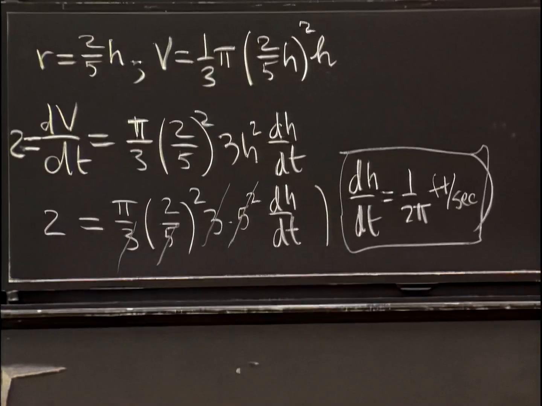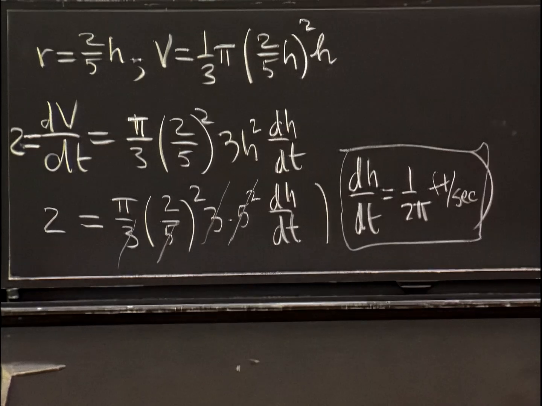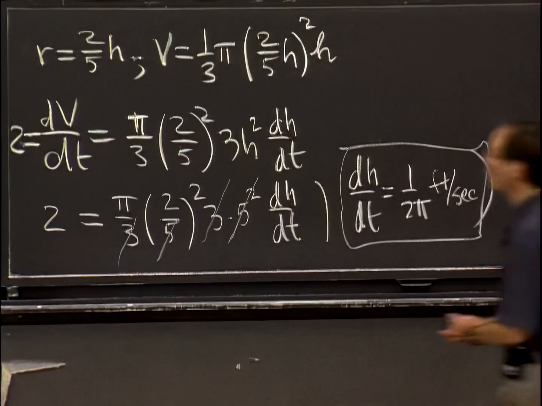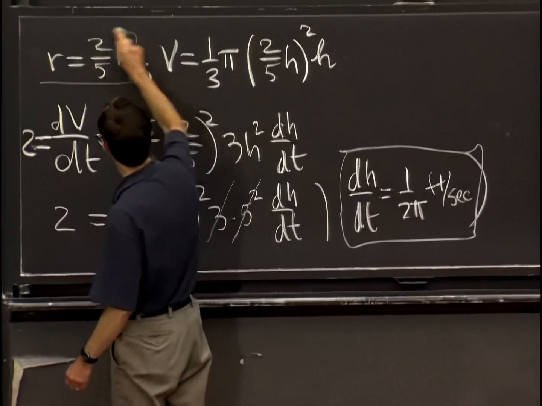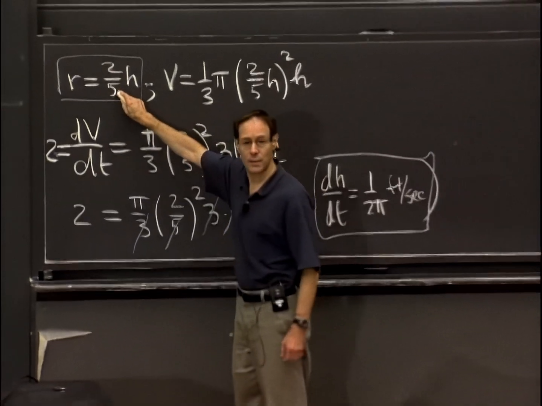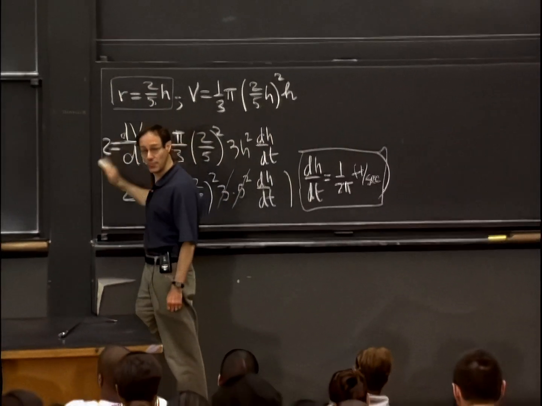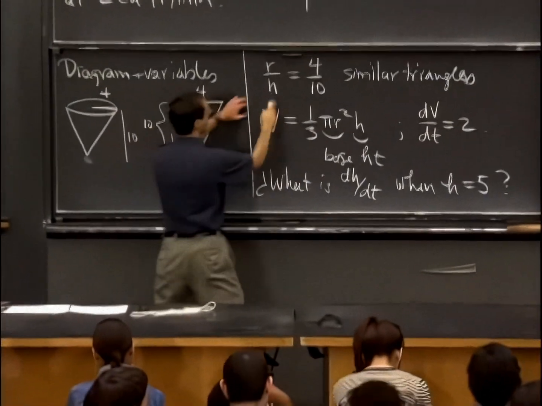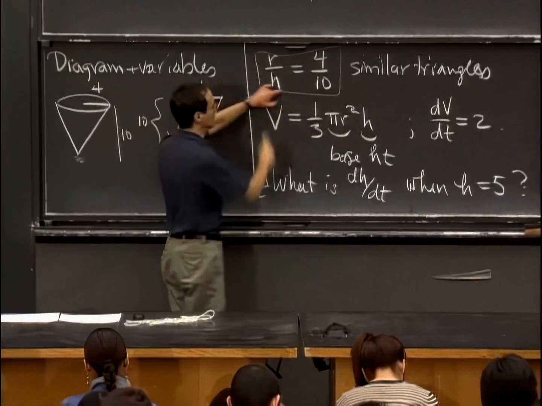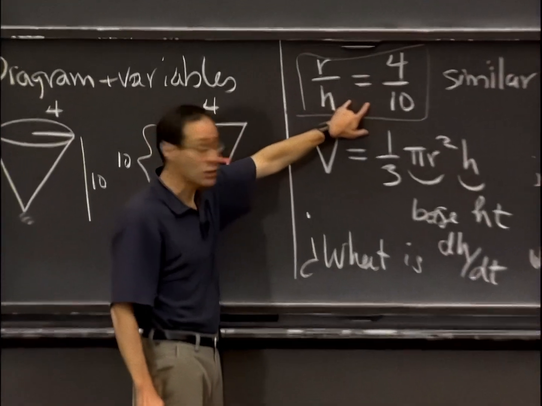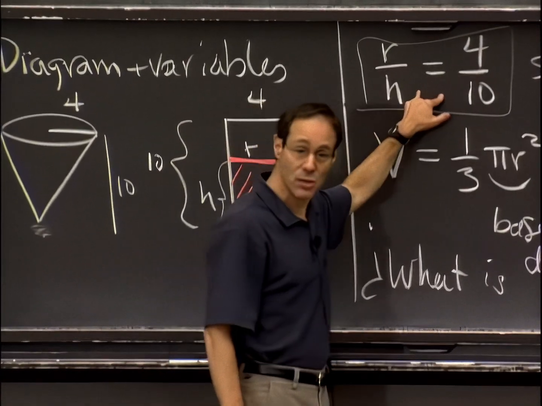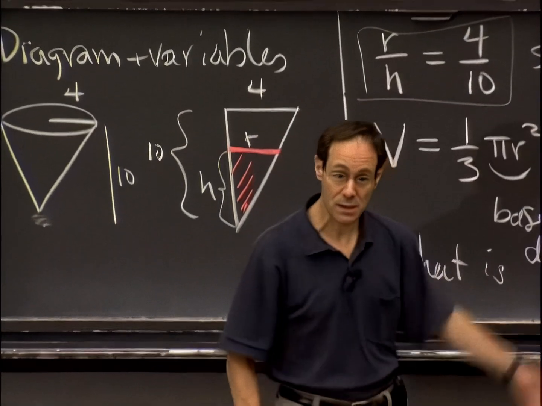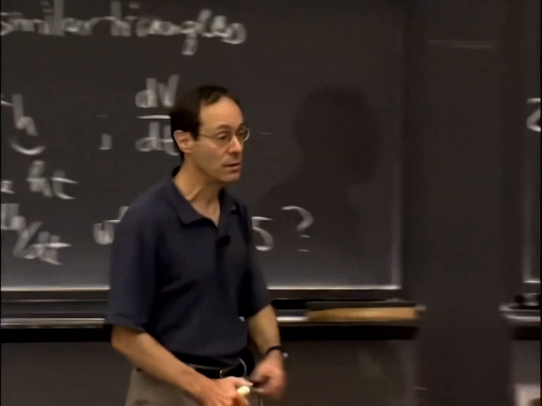Question, way back there. Where did I get r equals 2/5 h from? The answer was, it came from similar triangles, which is over here. I did this similar triangle thing, and I got this relationship here. R divided by h is equal to 4/10, but then I canceled, got 2/5, and brought the h over.